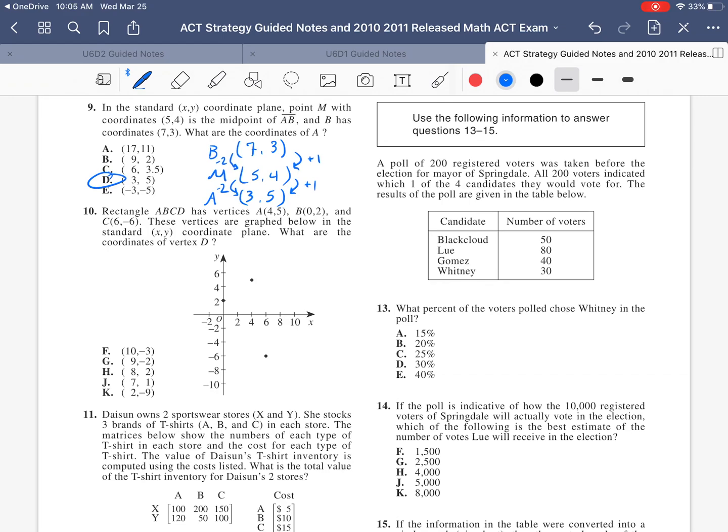Rectangle ABCD has these vertices, and they're graphed below. What is the coordinate of your last vertex? This one, I'm just going to draw our rectangle here, and it looks like our point should be about 10, -2, -3, right? So that means those I can cancel out, and I'm mostly between F and G right now. What I look at is from here to this point, it moved 4, right? Which means from this point to this point, it should also move 4. So from 6, it should go to 10. So I know that this is our correct answer here.